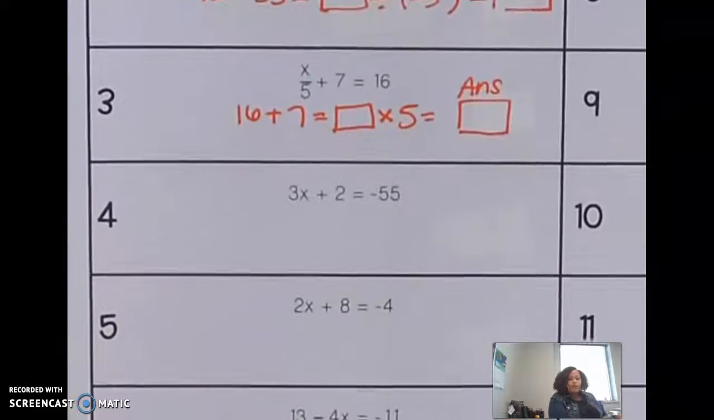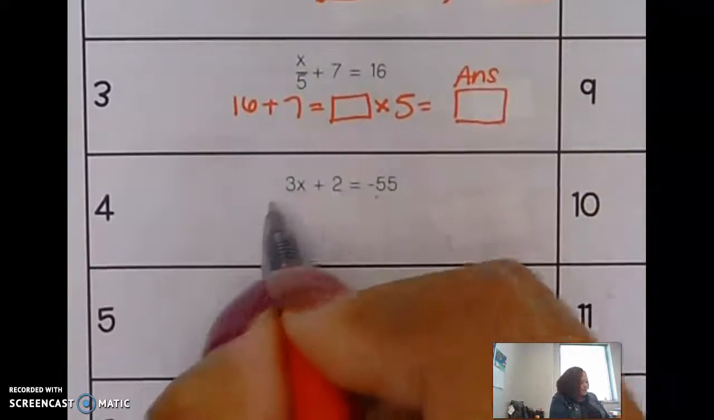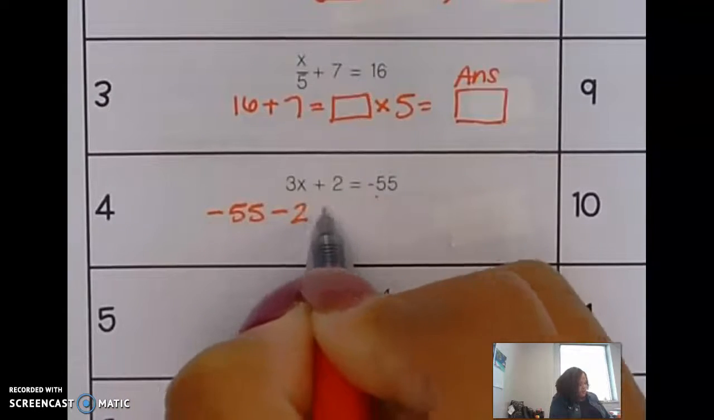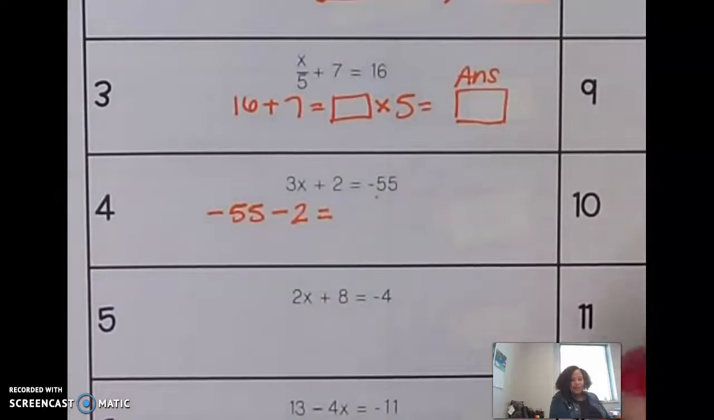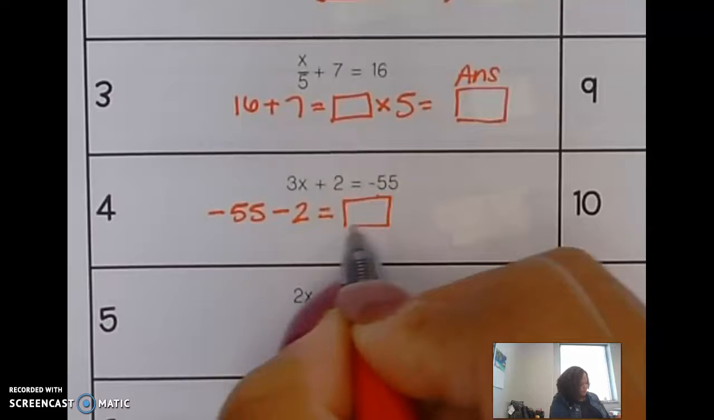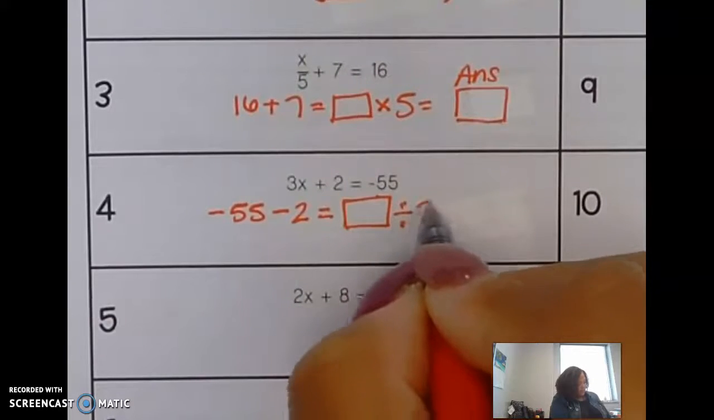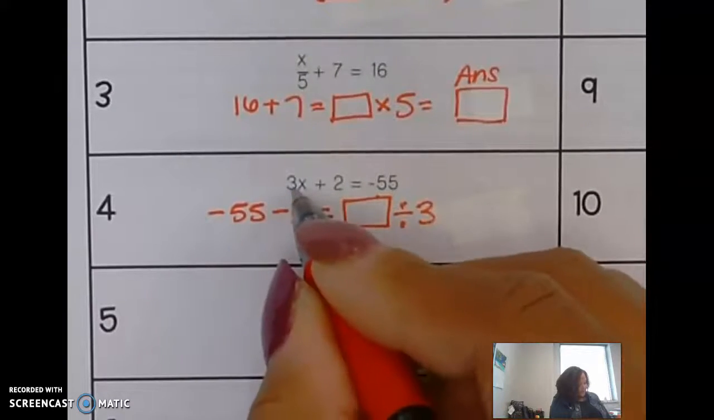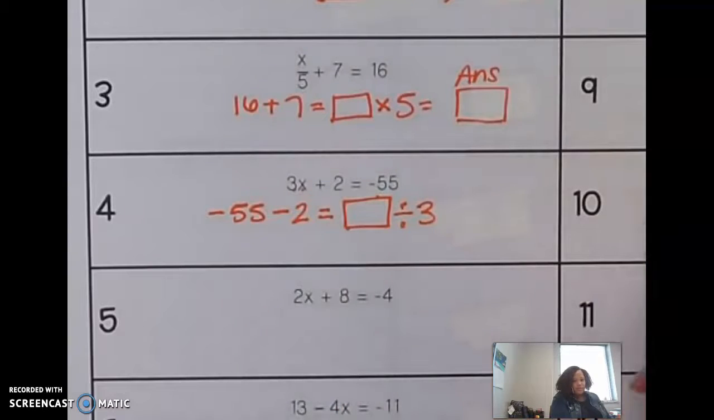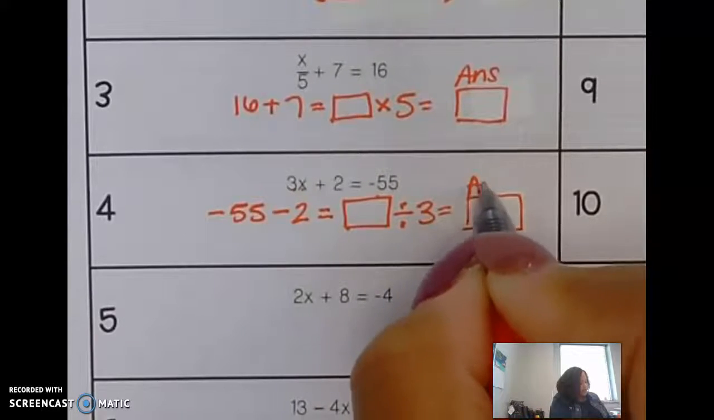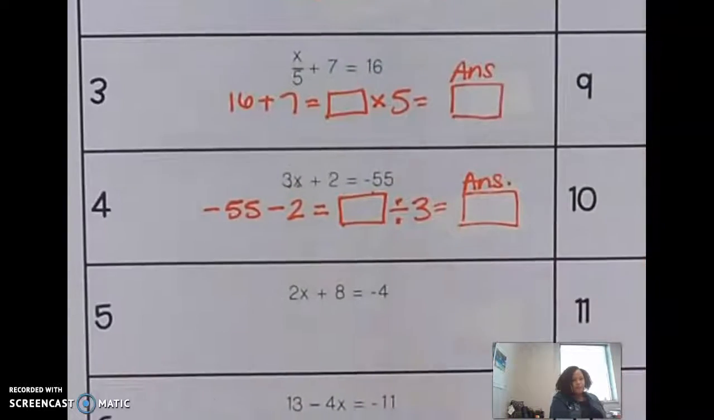Okay, number 4. I'm going to take negative 55. I'm going to subtract 2. I'm going to get an answer. Then, with that answer, I'm going to divide by 3. Okay, this is 3 times x. I want the opposite, which is division by 3. Equals, this is my final answer here.